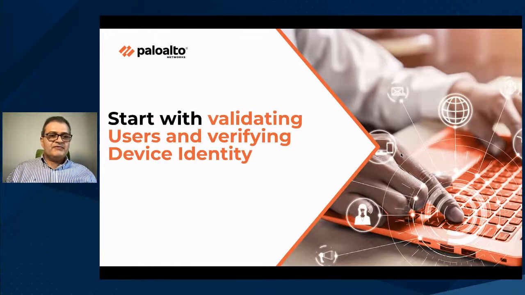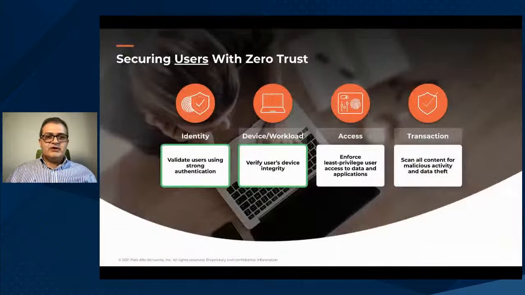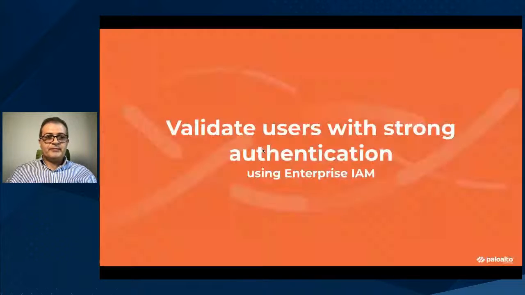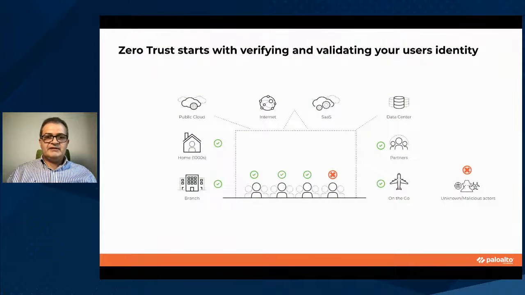So let's start with validating the users and verifying the device identity. So combining both of these. So we're always going to refer back to these four pillars. And now we're going to cover the identity and the device workload. So validating users. How can I collect the identity of the user and validate them?